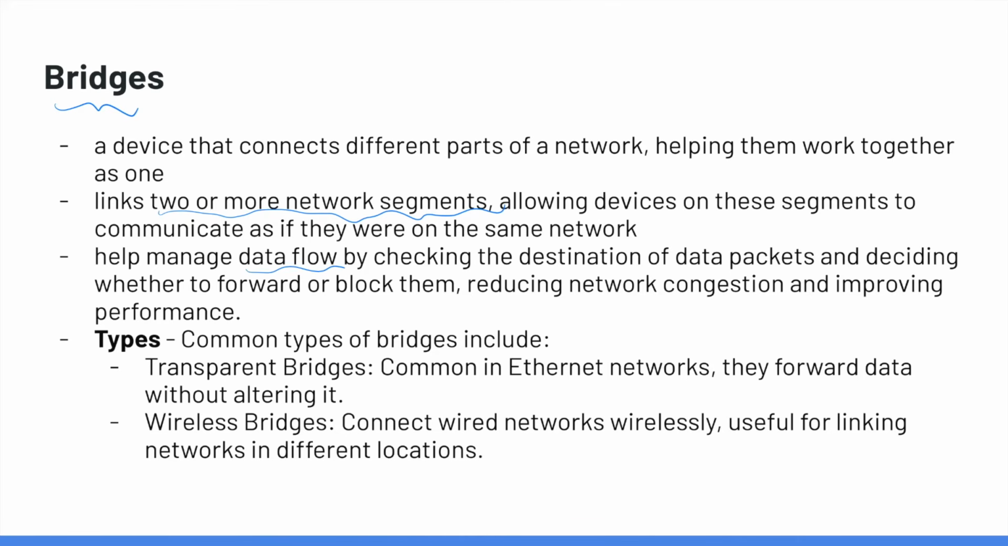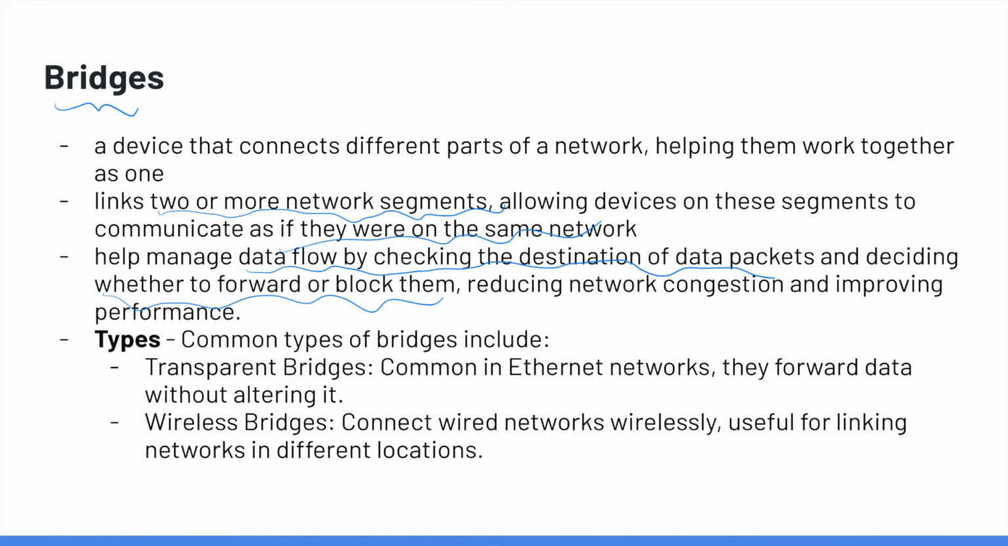It helps manage data flow by checking the destination of data packets and deciding whether to forward or block them. So it's basically a traffic control mechanism between two or more parts of a network, or two or more different networks that we want to put together so that they can communicate as if they were on the same network.